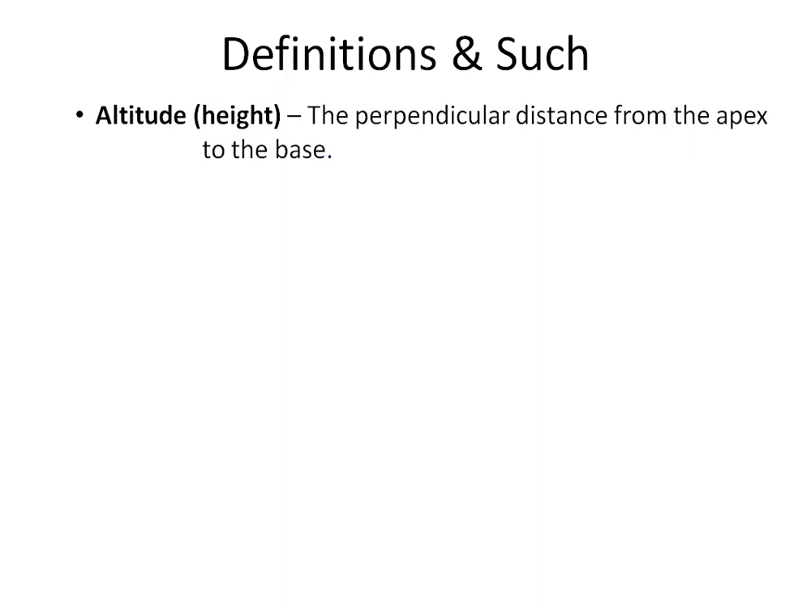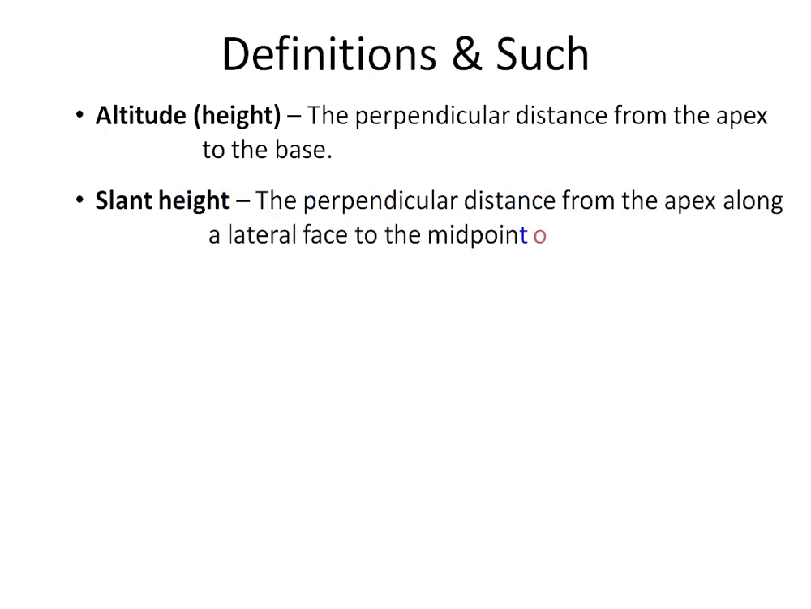Okay, some more definitions and things. So let's see. Pyramids also have these terms. There's an altitude or a height. Okay, and that's simply the perpendicular distance from the apex to the base. The slant height. Now this is different because this is the perpendicular distance from the apex along a lateral face to the midpoint of the side of the base. So this one is slanting along the side of the pyramid the whole time. So you have to be careful which one you're using because the altitude is used to determine the volume. The slant height is used to determine the surface area.